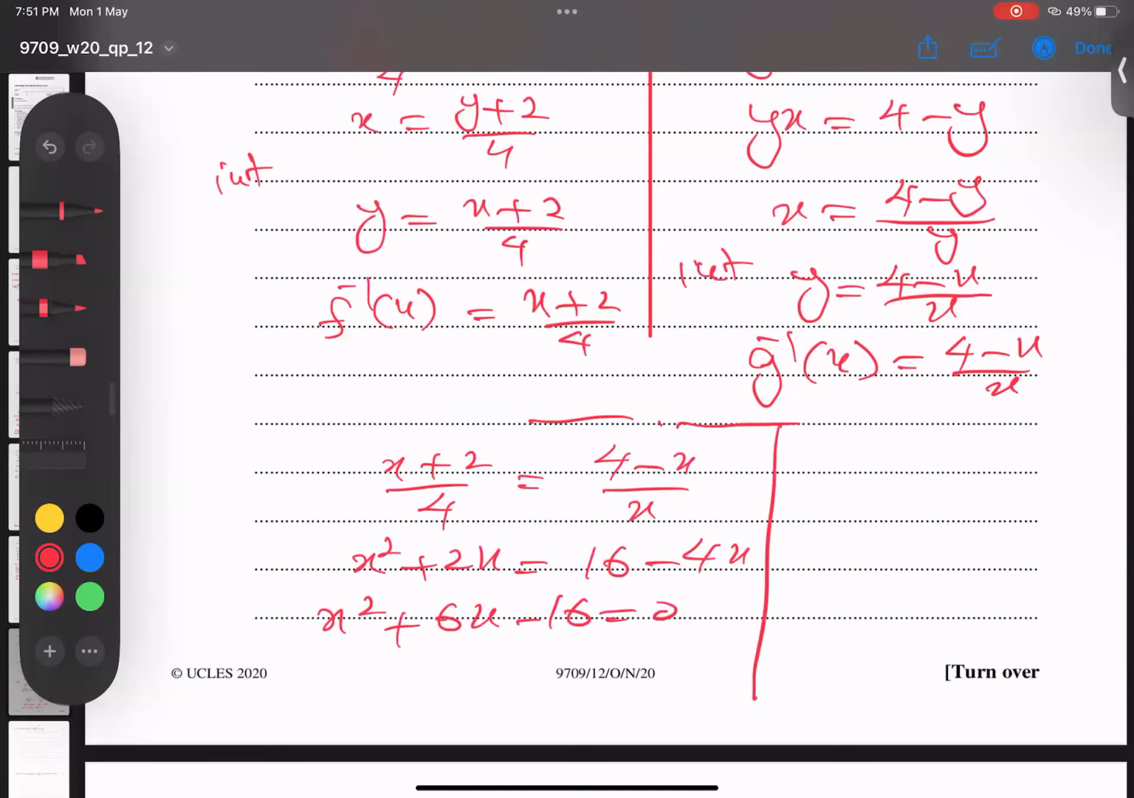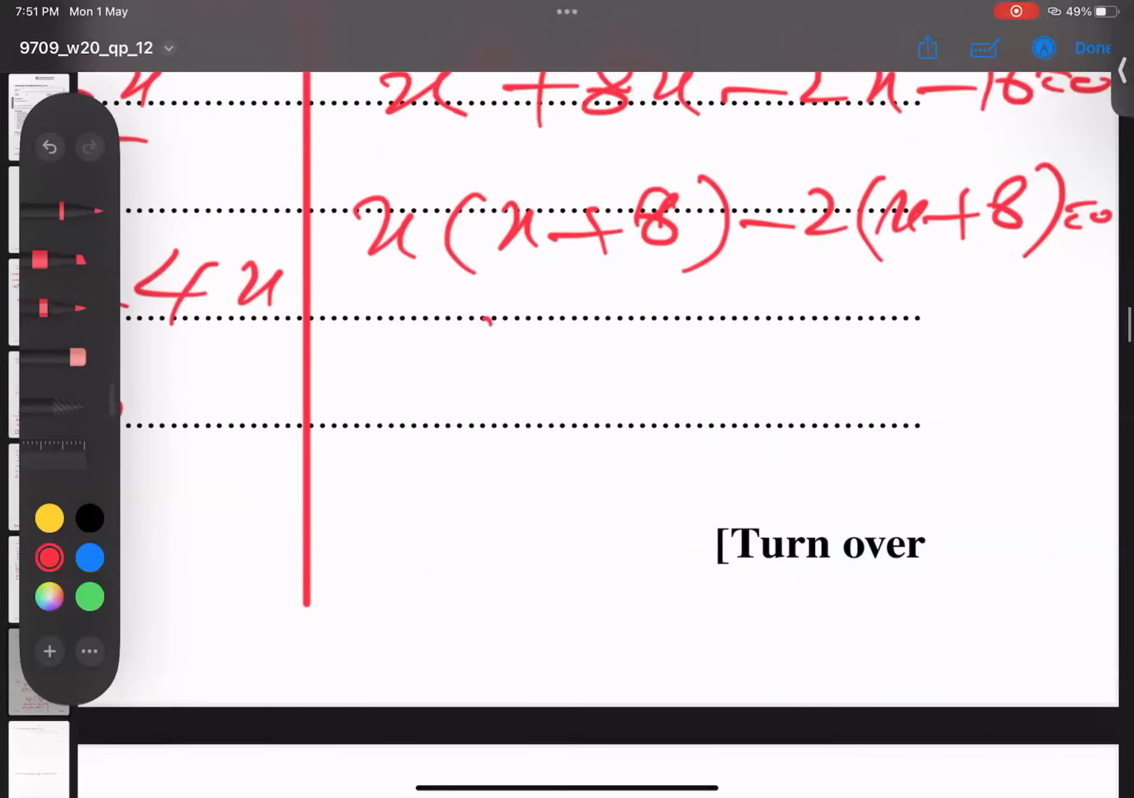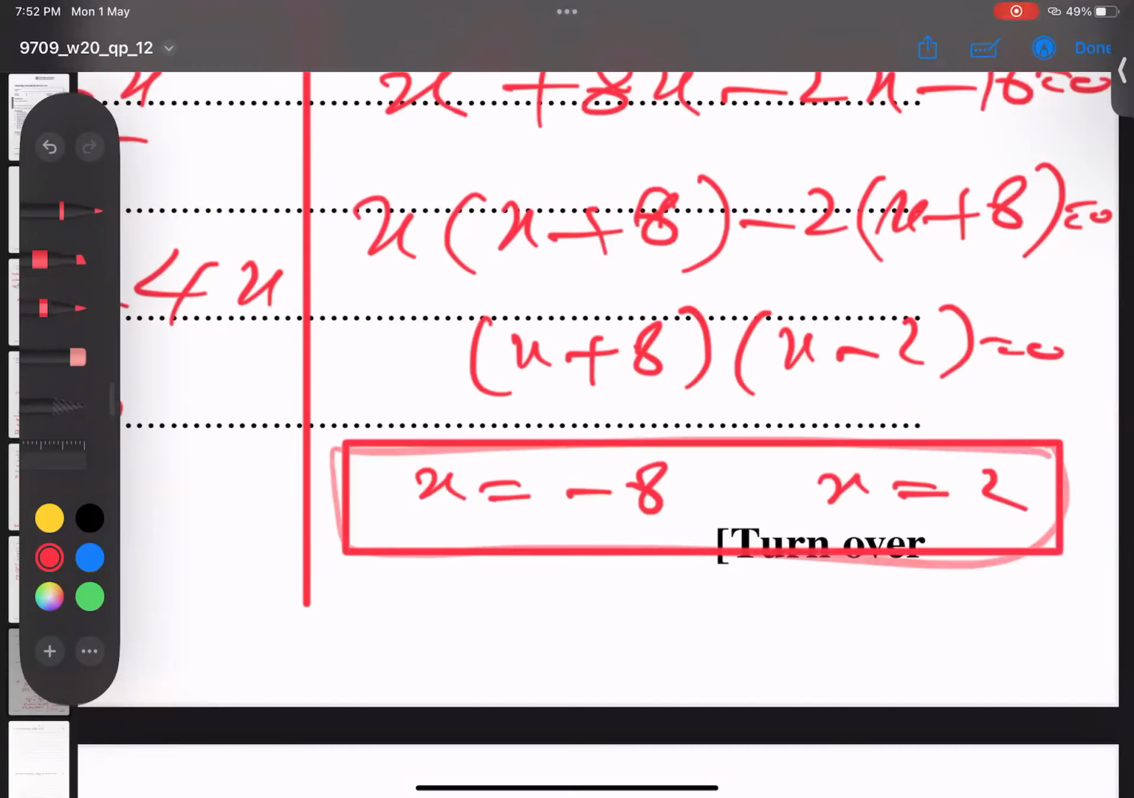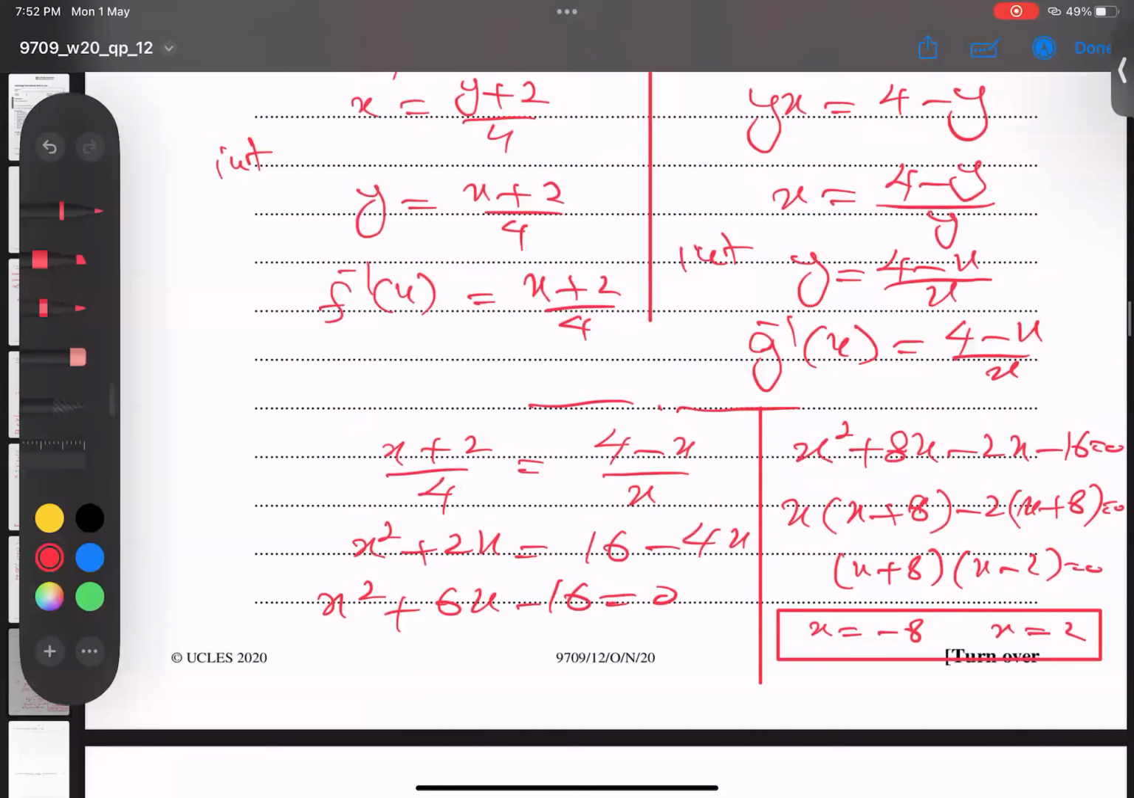Now I can go for factorization. So 16, no, it's not working here. Wait a minute. Plus 8 and minus 2, correct, it's working. So X common, I got X plus 8, and I got negative 2 common, X plus 8. Okay. (X plus 8)(X minus 2) is equal to 0. So X is equal to minus 8 and X is equal to plus 2. Alhamdulillah Rabbil Alameen. I believe the idea is very, very clear. Question is over. Let's go for the next.